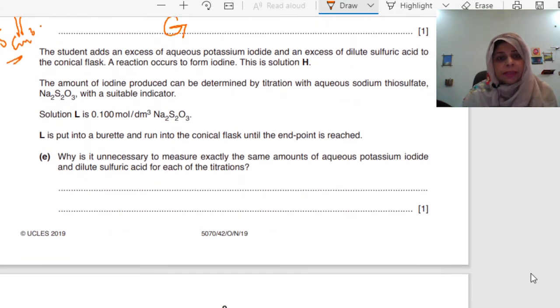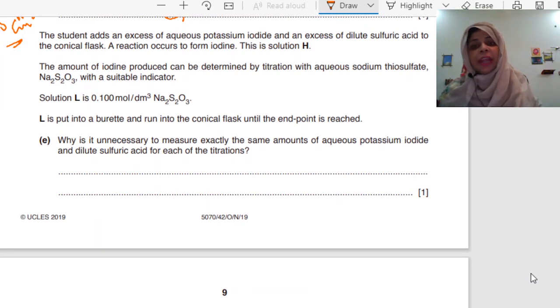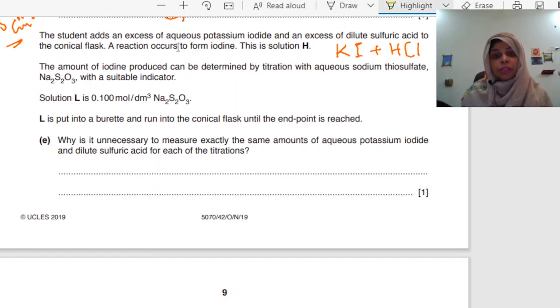Then next, the student adds an excess of potassium iodide and an excess of dilute sulfuric acid to the conical flask. A reaction occurs to form iodine. This is solution H. So now a student adds an excess of potassium iodide and sulfuric acid. So the potassium iodide and sulfuric acid are in excess, but focus on the word excess.